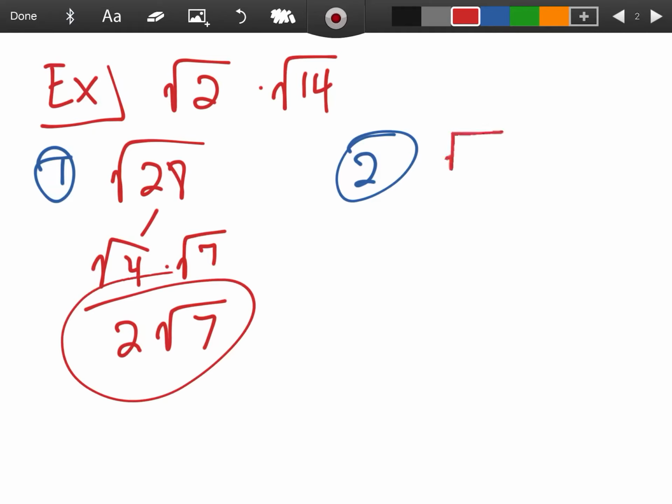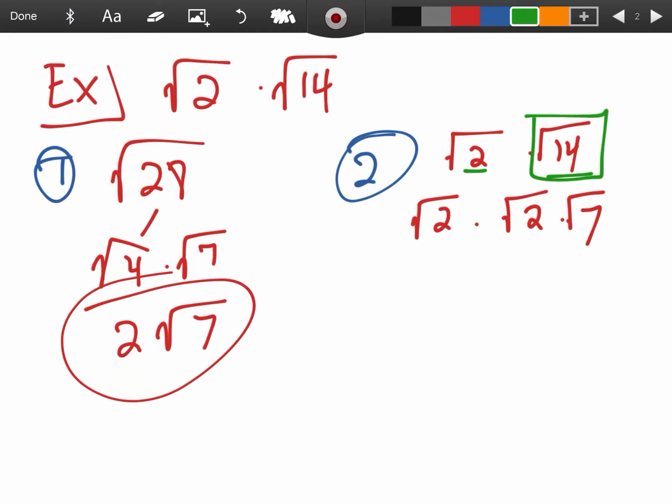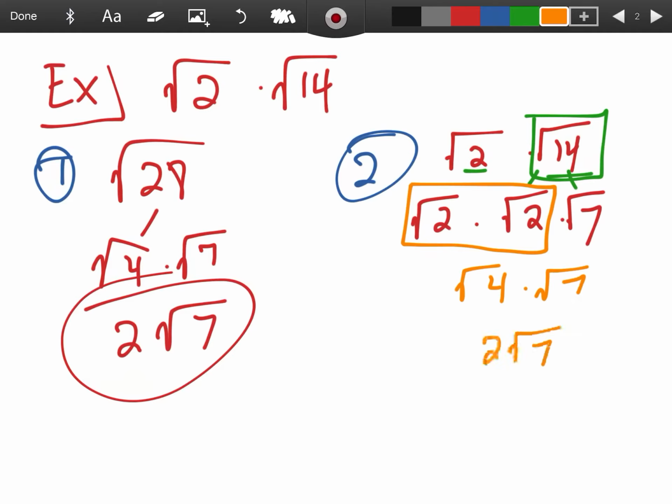Our second option, when we start with square root of 2 times the square root of 14, is we can first just start by identifying, well, 2 is a factor of 14. So at this point, I can rewrite this as the square root of 2 times the square root of 2 times square root of 7. I'm splitting up this square root of 14 into square root of 2 times square root of 7. The reason for that being, when I multiply the square root of 2 times the square root of 2, sure, I could write that as the square root of 4 times the square root of 7. Well, square root of 4 is just 2, so I get 2 square root of 7.